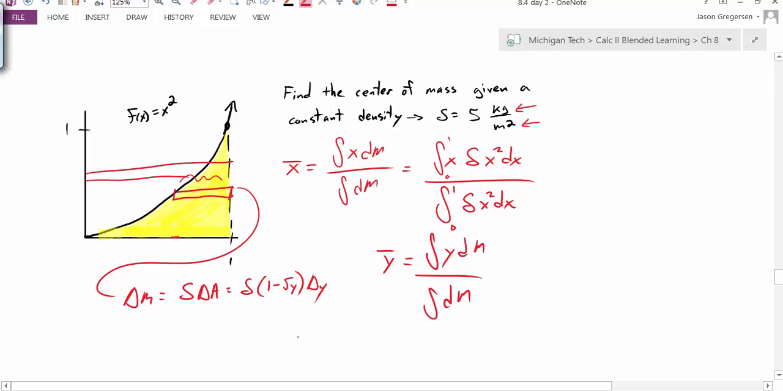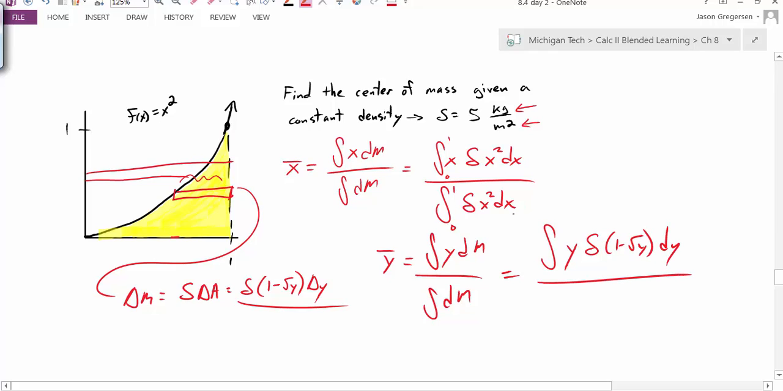Where did I get that 1 minus the square root of y? That's that same area problem that we worked on in 8.1 and 8.2. I have to solve my function, that's really y equals x squared. I have to solve it for the other variable to find this distance. And then I'm just taking 1 minus that distance to get the width of my slice. So now I have a new expression for delta m. And I chug everything in here: y times delta, 1 minus the square root of y, dy.